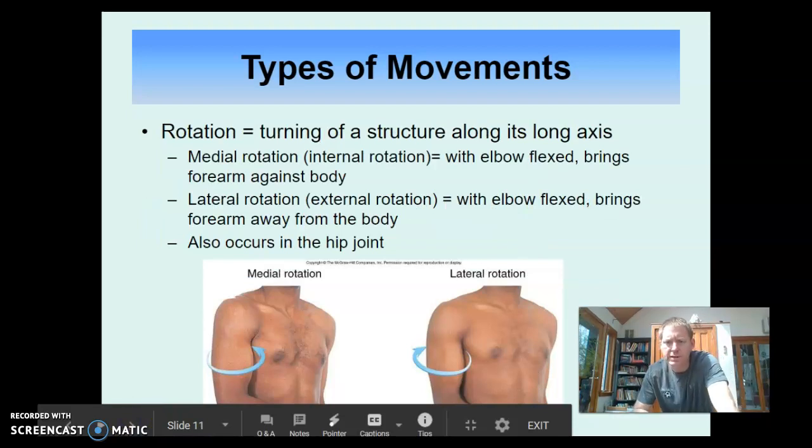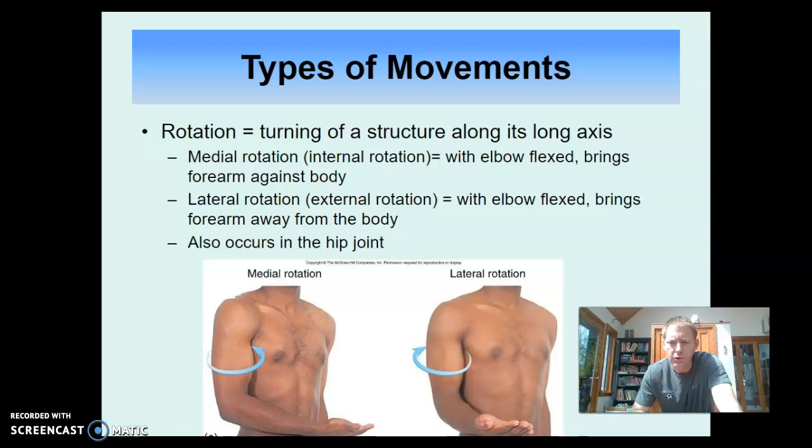Rotation. There's a couple joints, but the two main joints we're going to talk about here are the hips and the shoulders, and they have the ability to rotate. It's easier to see when you bend your elbow like this, and then you can rotate, and then rotate back. Usually medial rotation is coming back to the middle, and lateral rotation is out. The hip can do the same thing. You can raise your knee like this and rotate out, and then rotate back.